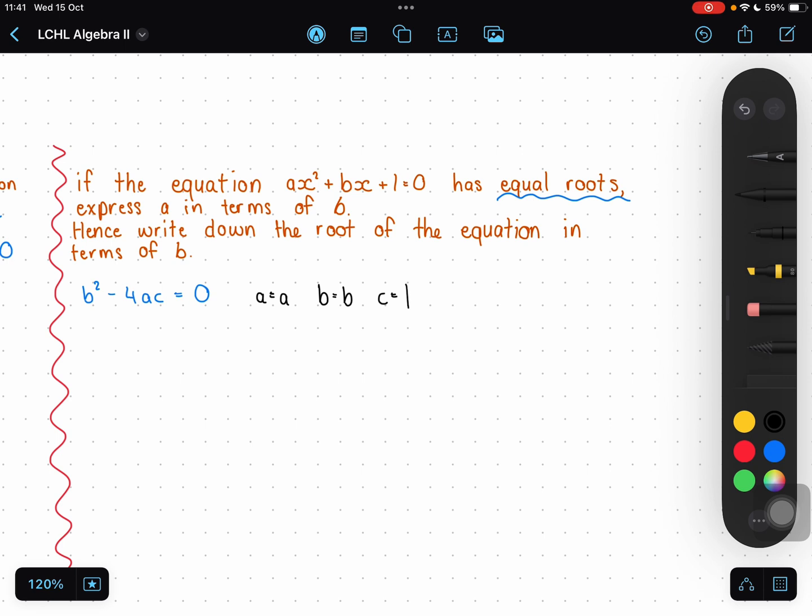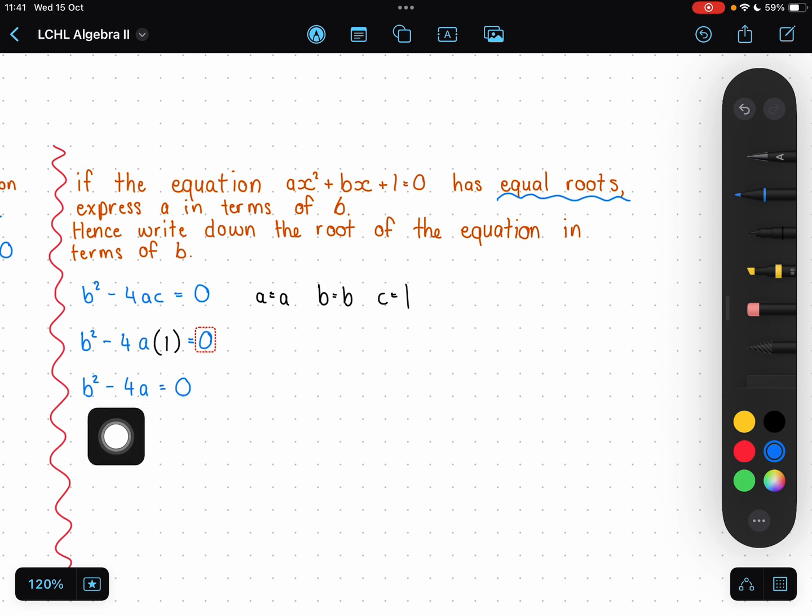They didn't really give me much that I can fill in, but they did give me c. So I'm going to start by filling in what I can. I can't fill in for the b squared or for the a, but c can be subbed in as 1. So what is 1 times 4a? It's just minus 4a. So I have b squared minus 4a is equal to 0. And the question says express a in terms of b. So get a on a side by itself and b is in your answer. Express a, so find a, isolate a.